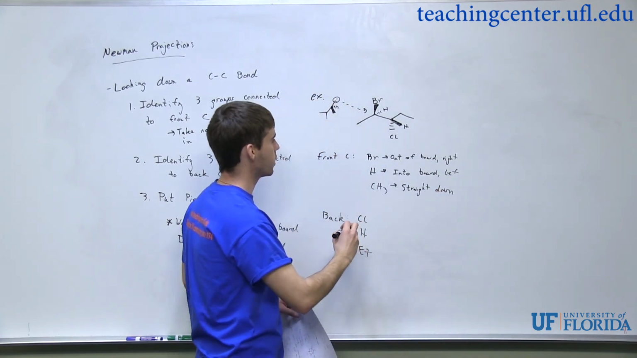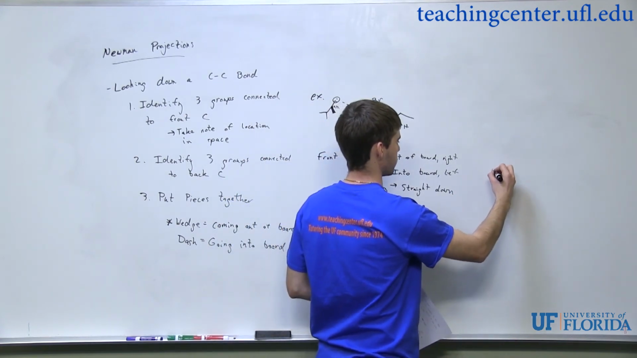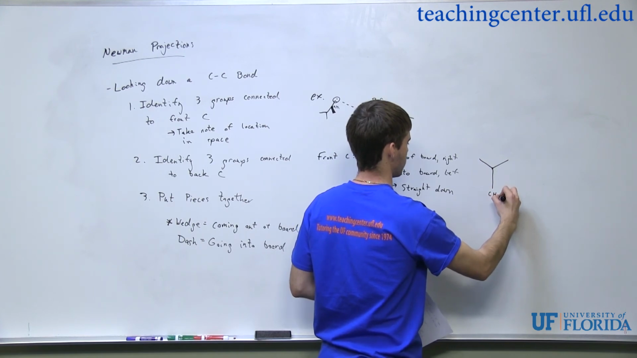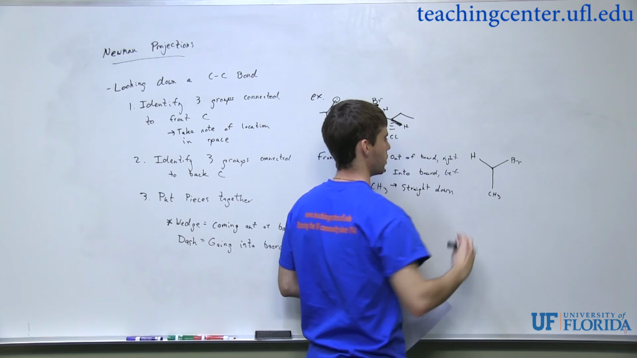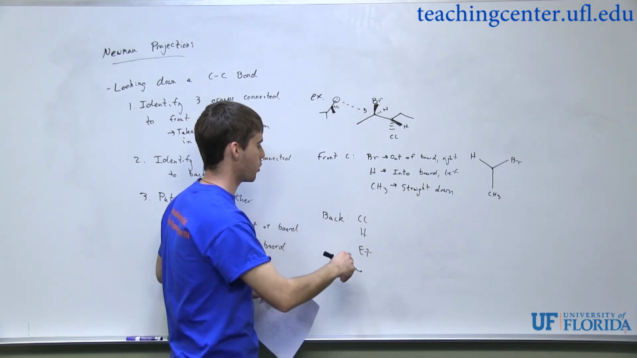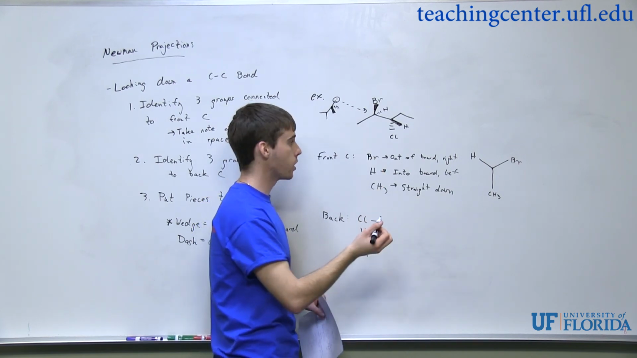All right, so we can even draw what we have so far. Okay, so that's what we're looking at from the front carbon. And then for the back carbon, the chlorine is going into the board and on the left.